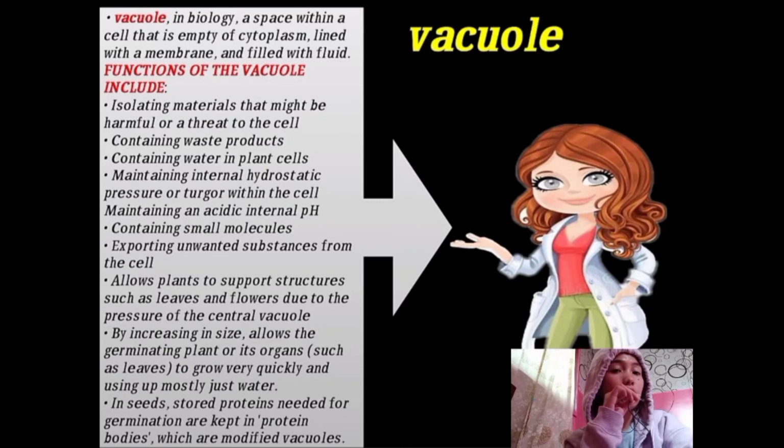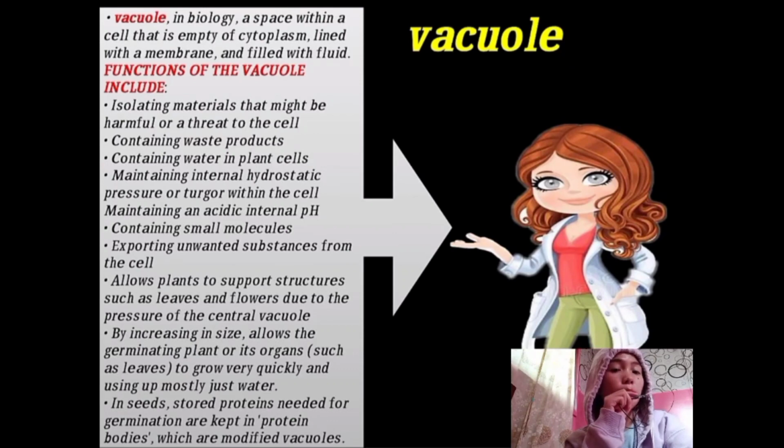It maintains the hydrostatic pressure inside the cell. The next is maintaining internal hydrostatic pressure or turgor within the cell, and maintaining an acidic internal pH, which means it maintains the acidity within. The next is containing small molecules. The next is exporting unwanted substances from the cell, bringing out the unnecessary substances that may harm the cell.